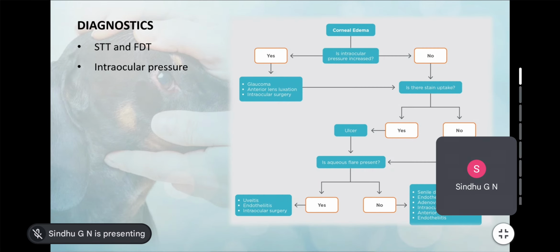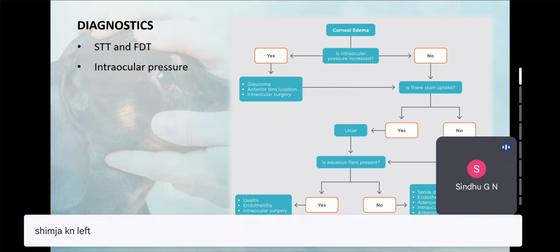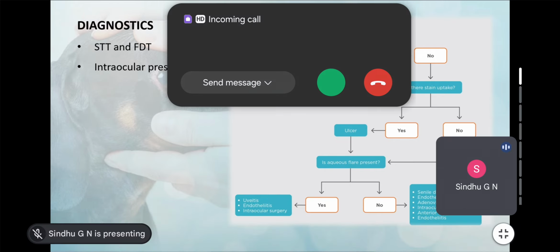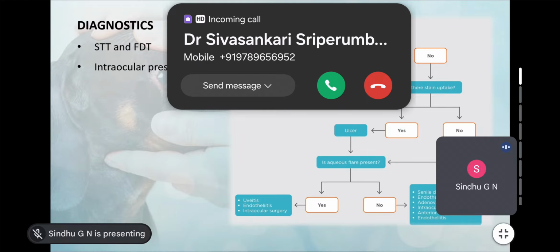So coming to the diagnostics for a corneal edema patient, Schirmer tear test and fluorescein dye test, then intraocular pressure, most important one. So when there is a corneal edema case presented, first check the intraocular pressure. If it is increased, then it can be glaucoma, anterior lens luxation, or intraocular surgery, post-surgery edema. If the IOP is normal, then we have to see whether there is an ulceration or not.